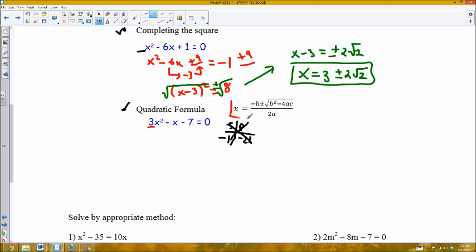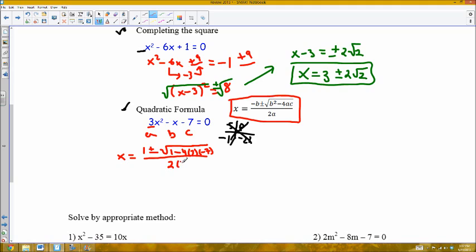Now for any quadratic written in standard form, that's the formula for the final answer. So in this case, my a, which is the coefficient of x squared, is 3, my b is -1, and my c is -7. So I'm going to plug all those values in and reduce. Negative b would be 1 plus or minus the square root of b squared, which is 1, minus 4 times a, which is 3, times c, which is -7. All divided by 2 times a, which is 3.